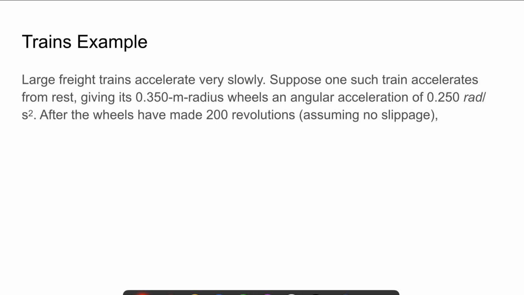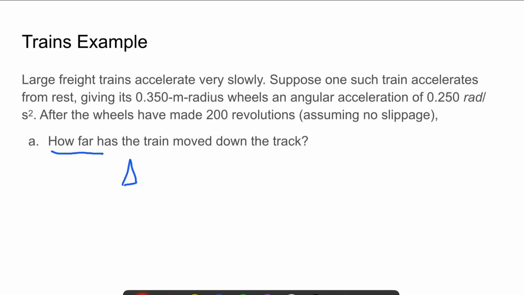second squared. After the wheels have made 200 revolutions, and if we assume there's been no slippage, so the rotation of the wheels has been constantly moving through the track, then we can figure out a few things. So let's first think about how distance or displacement relates to the information that we do know. Since we're thinking about how far the train has moved, we're thinking about the translational motion of the train. So that means our displacement, or our delta x.